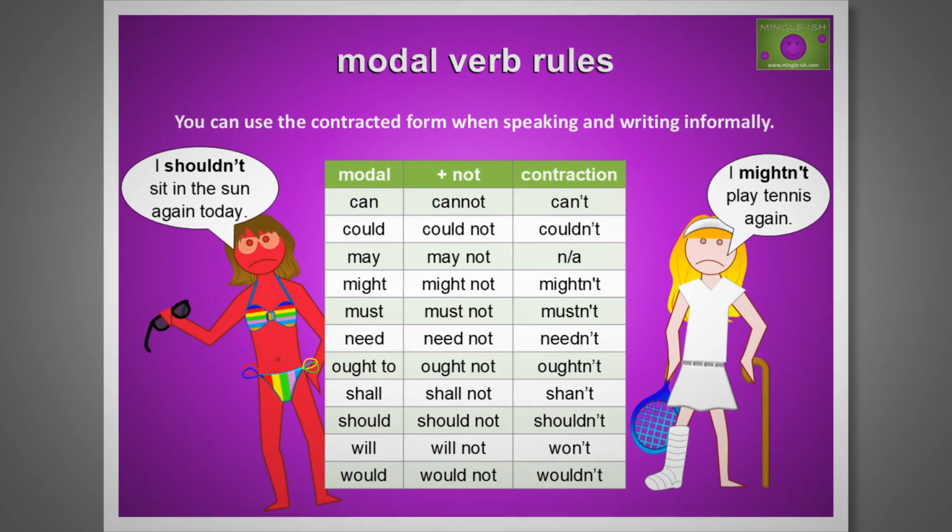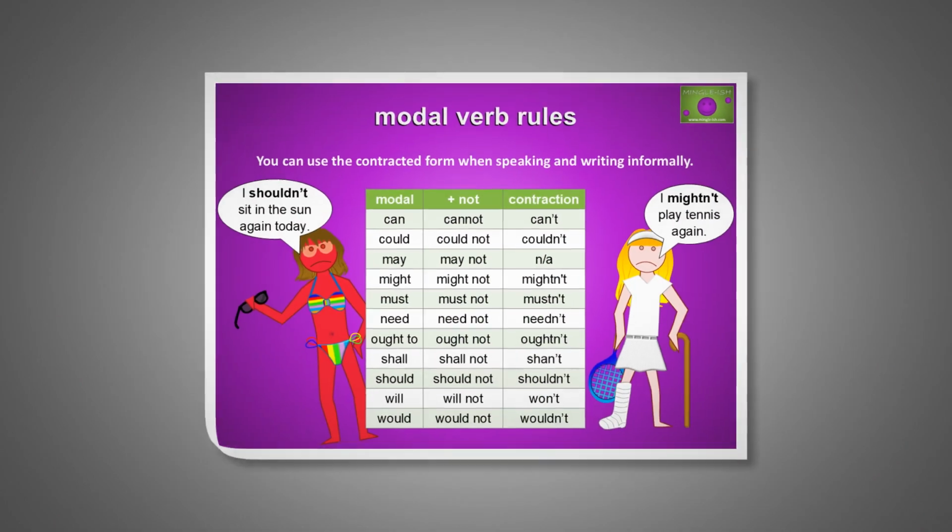You can use the contracted form when speaking and writing informally. I shouldn't sit in the sun again today. I mightn't play tennis again.